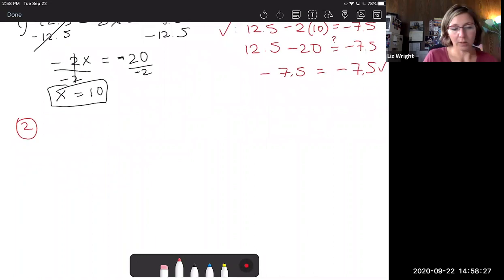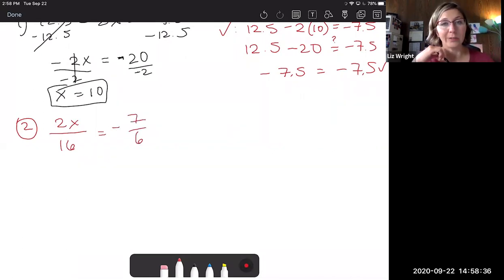So number 2, we've got 2x over 16 equals negative 7 over 6. You should pause the video and try this one out on your own. See if you can get it. There are so many ways you can do this problem. So you can start by multiplying both sides by 16 and get the 16 out of the denominator, and then you can divide by 2.